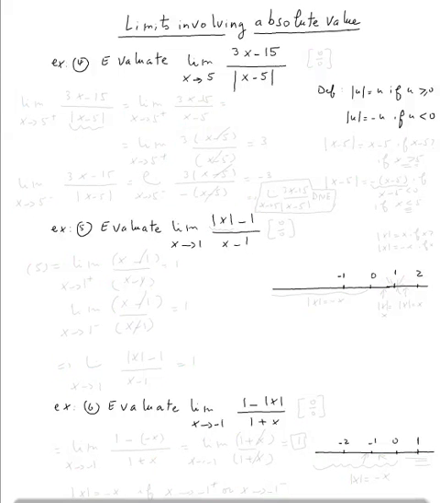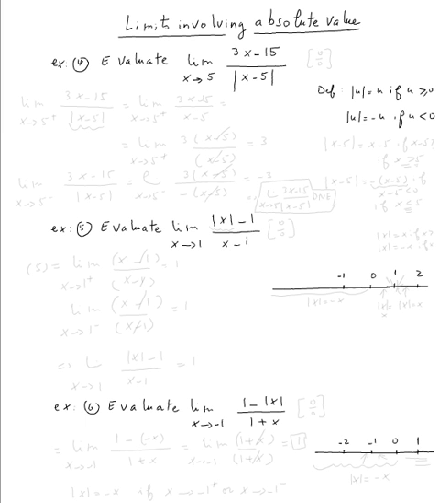We're still doing the same topic, limits involving absolute values. So we need more examples. We're going to do examples 4, 5, and 6. Again, for example 4, we need to find the limit of 3x minus 15 over the absolute value of x minus 5 as x approaches 5.